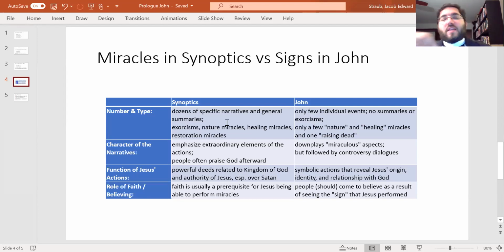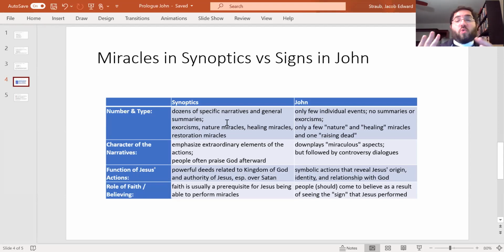Whereas in John, they are more symbolic actions. They're not meant to be taken just in and of themselves. But they point to something else. They draw our attention to who and what Jesus is, of him being the Word, of him being the Son of the Father, of him drawing us to himself.